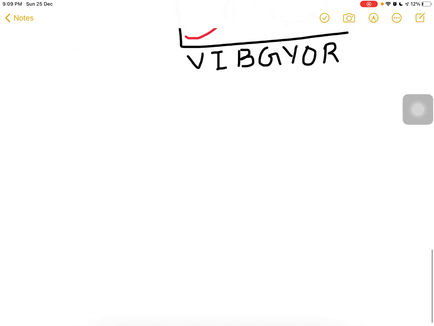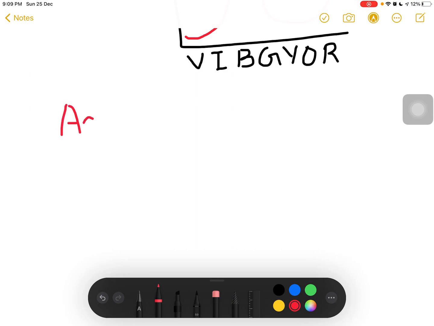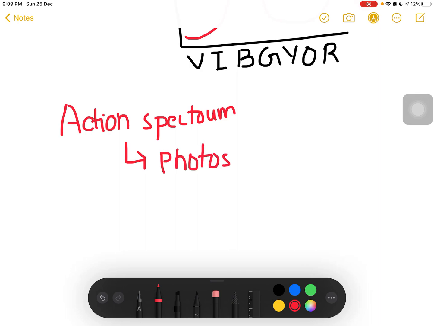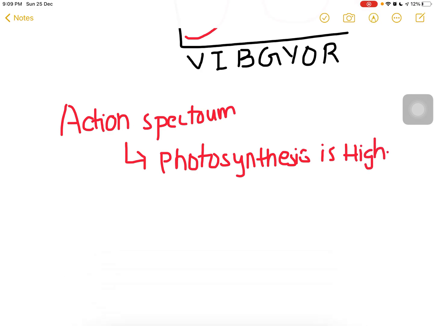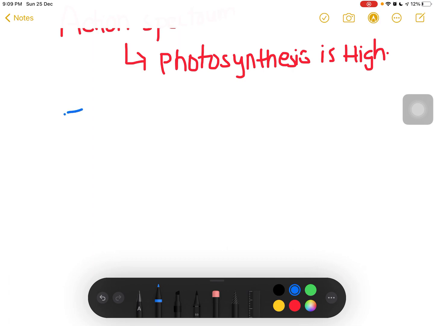We have another concept of spectrum, which is the action spectrum. Now, what is the action spectrum? Basically, this action spectrum shows us where photosynthesis is high, right? In order to identify the action spectrum, an experiment was performed by Engelmann, and the experiment is known as Engelmann's experiment.